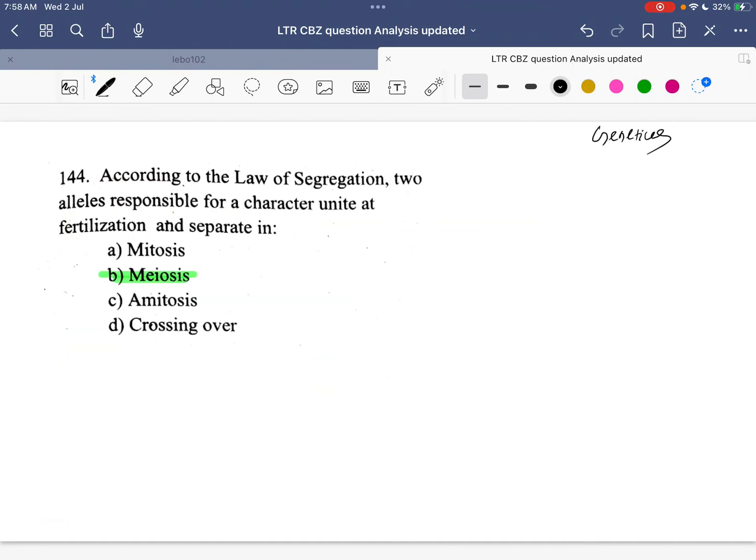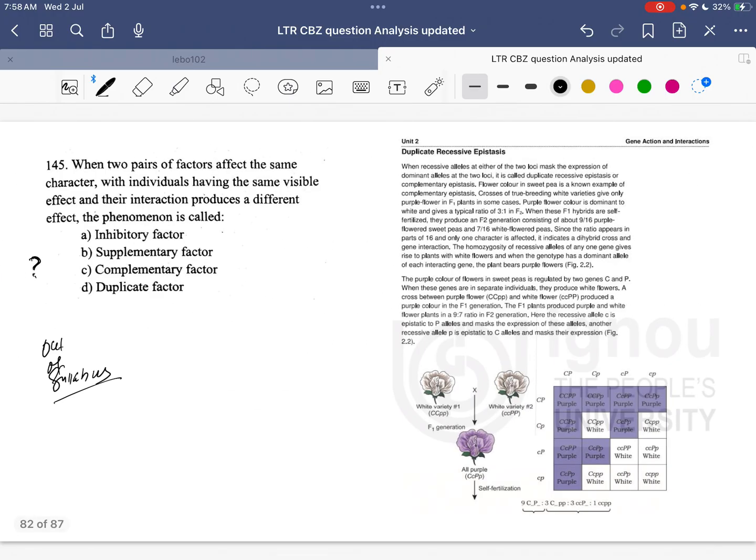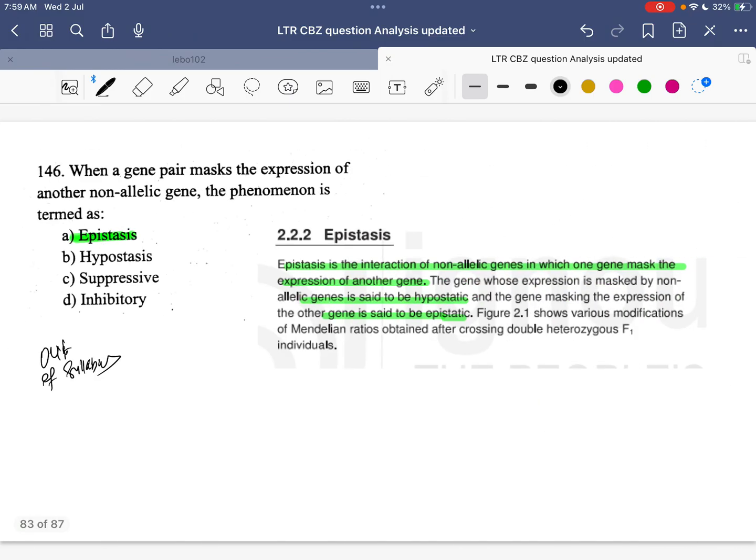According to the law of segregation, the two alleles responsible for a character, united at fertilization, separate during meiosis. Question 145 is out of syllabus. I will discuss it later and put it in the group. So a bit of doubt is there.